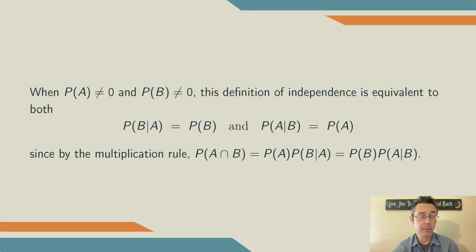The probability of B given A is equal to the probability of B, and the probability of A given B is equal to the probability of A. If the individual probabilities are non-zero, either one of those two conditions there is sufficient. Each one of them says that the conditional probability is equal to the unconditioned probability. In other words, taking the first case there on the left, the occurrence of event A doesn't give you any new information about whether or not B might occur.